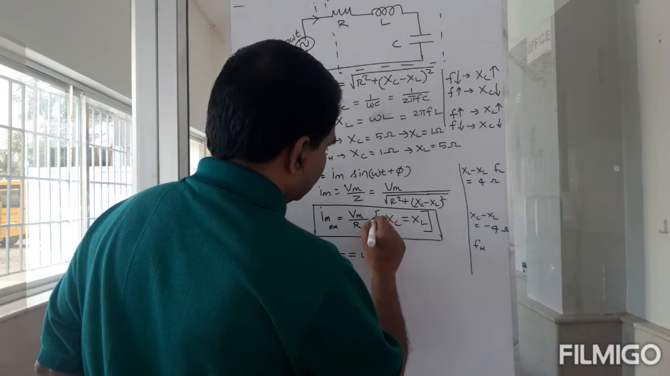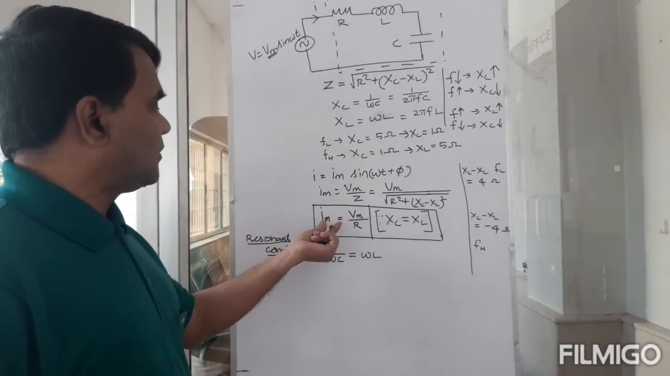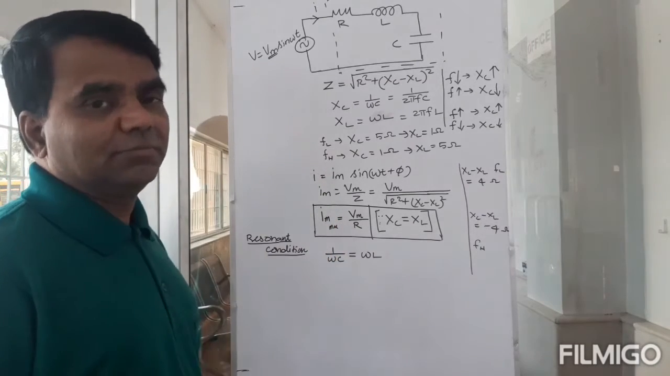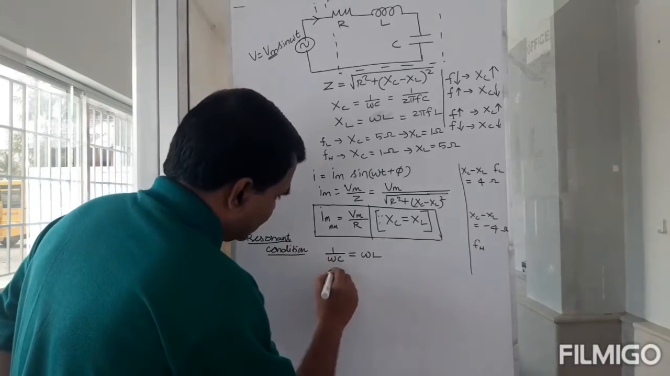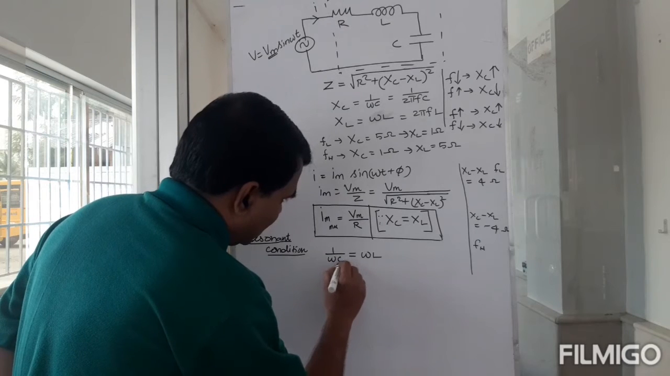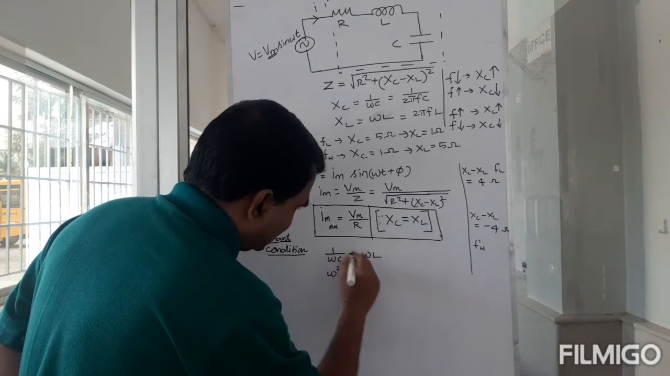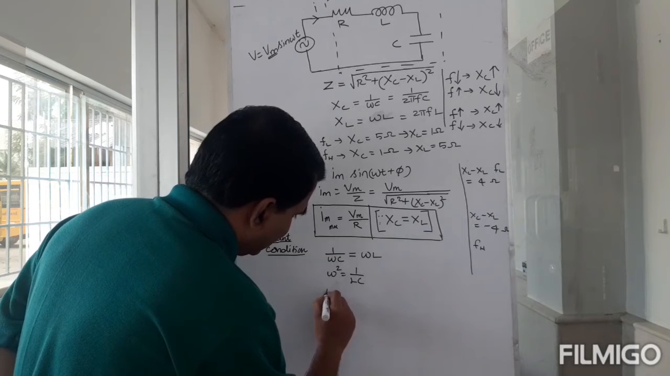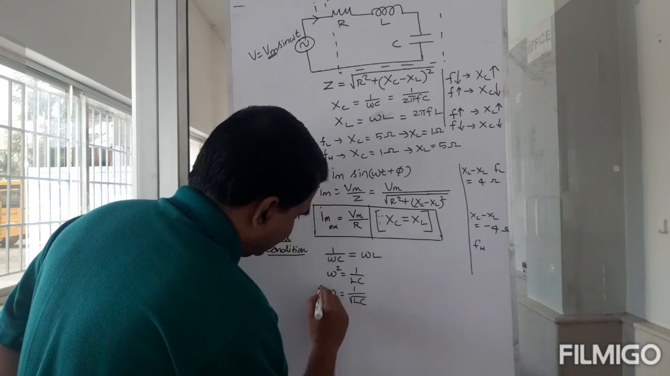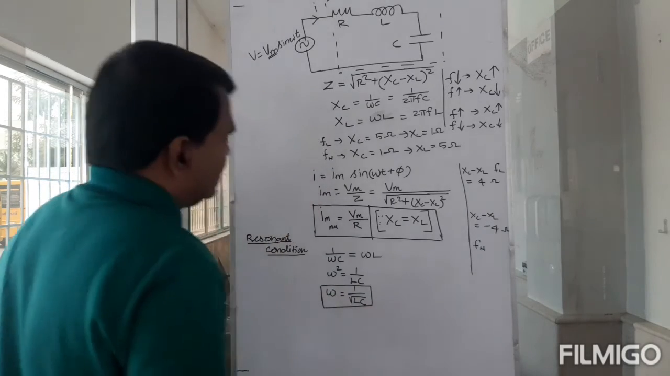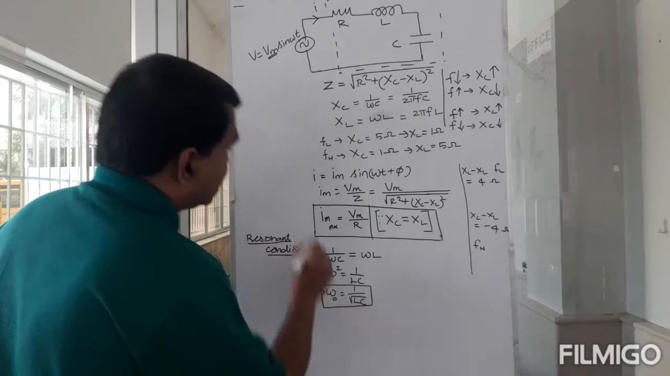Okay, so I'll get the maximum current, I max, for that. So 1 by omega C is equal to omega L. So what I'm going to get here, I can take omega there, right? So if I take omega there, omega squared is equal to 1 by LC. So omega is equal to 1 by root LC. So this is called the natural frequency of the system.